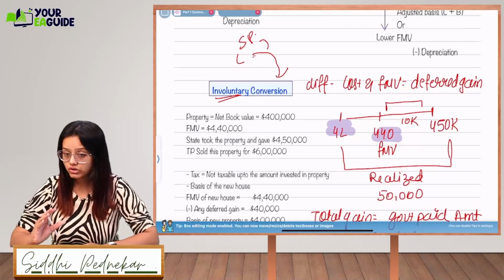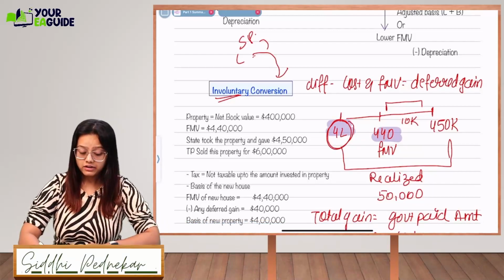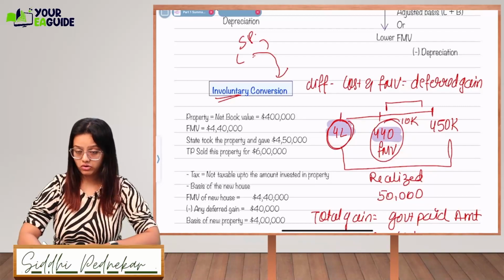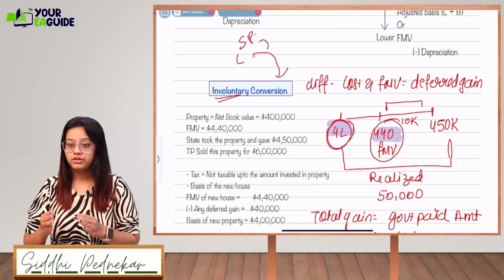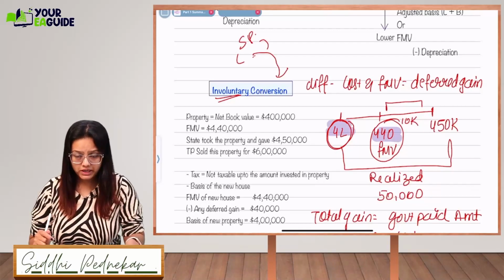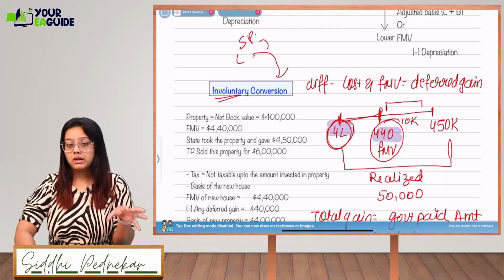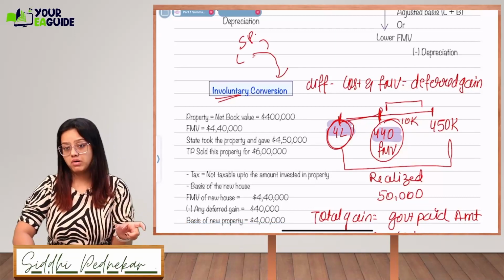So what we are going to do is compare our cost with our FMV. Whatever is the difference between cost and FMV, that is a deferred gain. I was not willing to sell my property, so I'm not liable to pay the tax on this much amount.